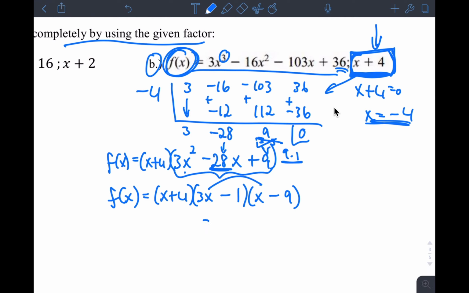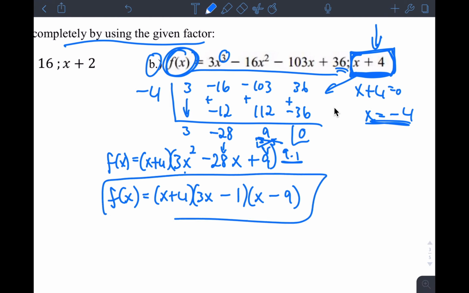3x times x is 3x squared. 3x times -9, -27x, minus 1x plus 9. And so you can see this middle term is that middle term. So everything worked out perfectly there. So I was able to factor this properly. So this is the answer to the question.